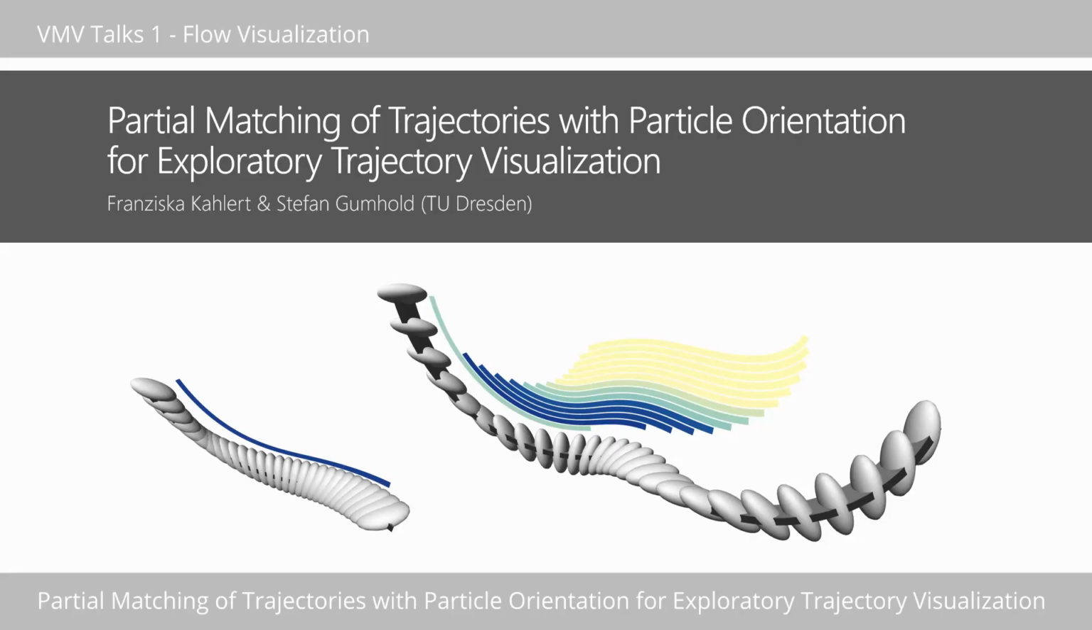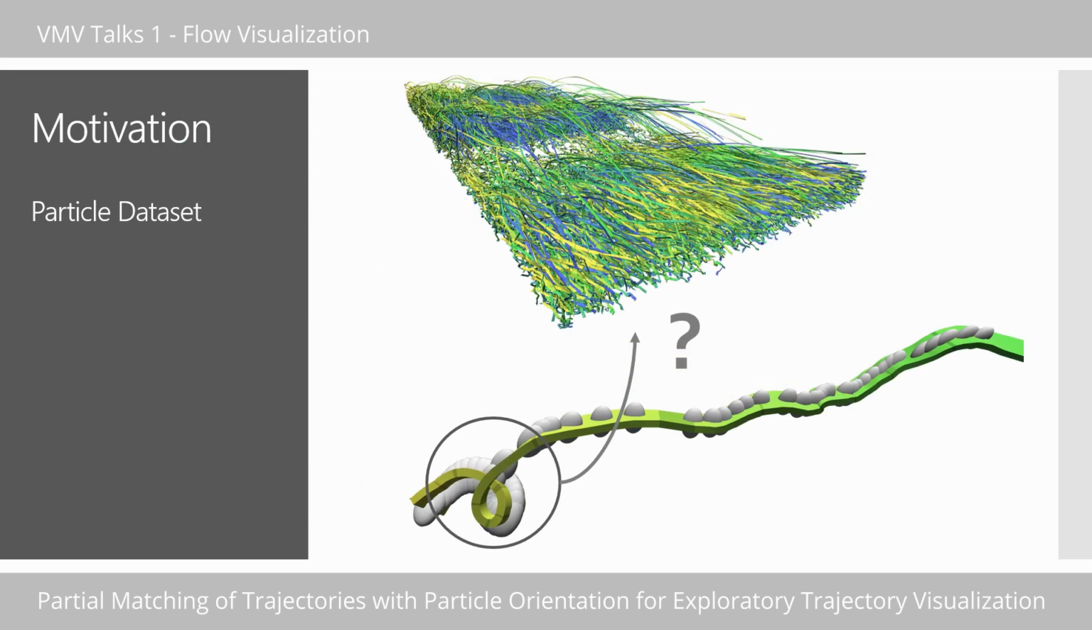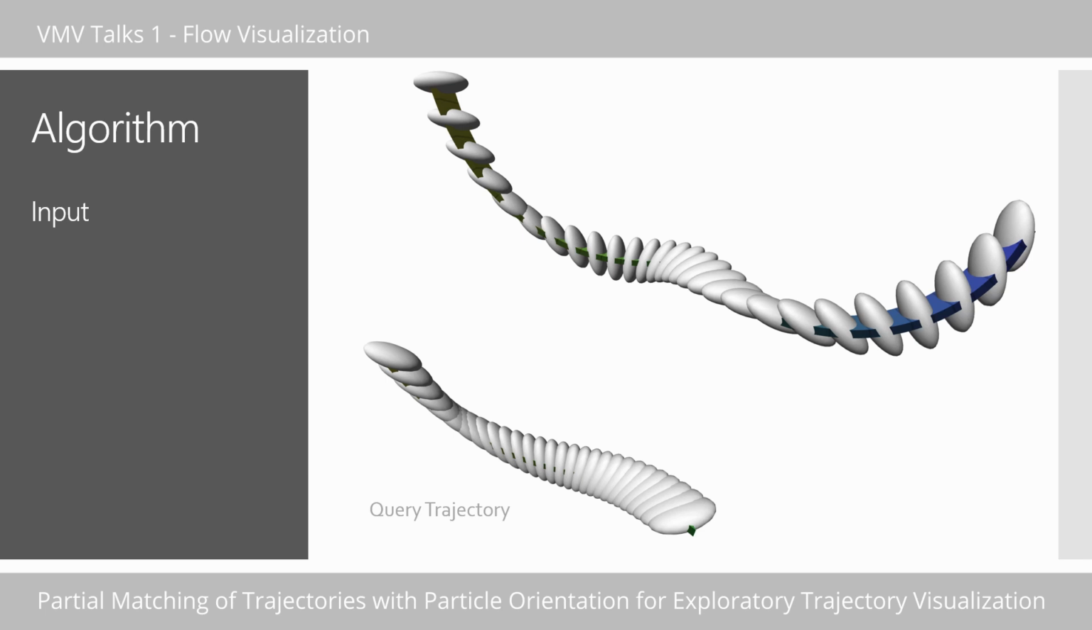Trajectories of moving objects are of interest in multiple research fields. Retrieving similar object movements can give insights into movement patterns. We propose a similarity measure considering particle shape and orientation.